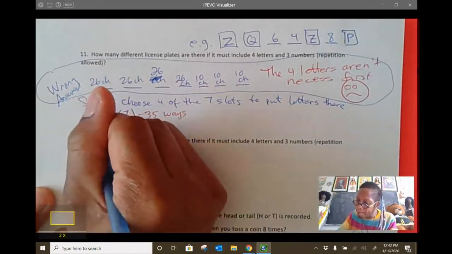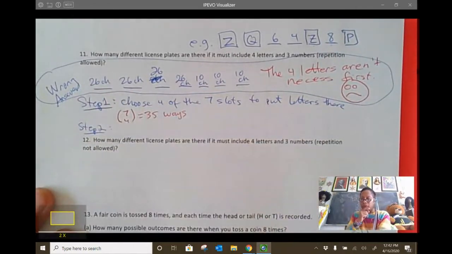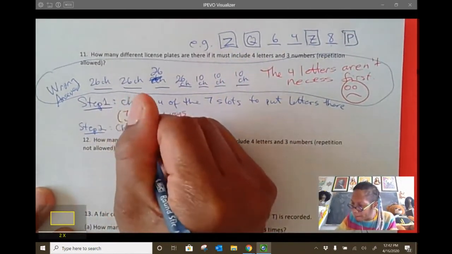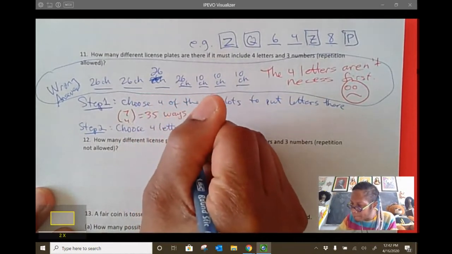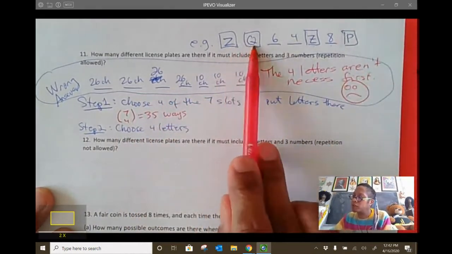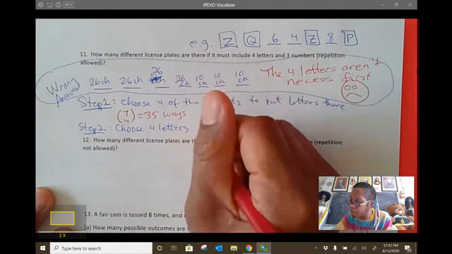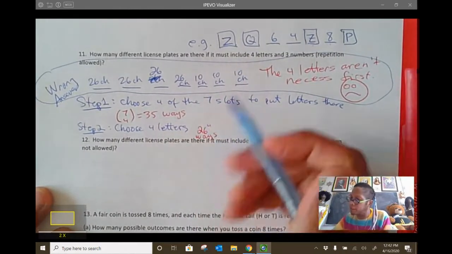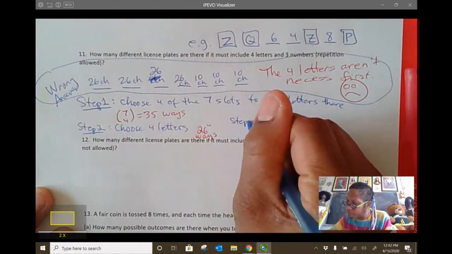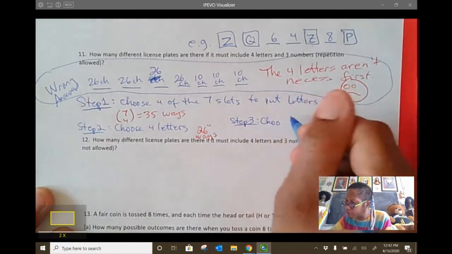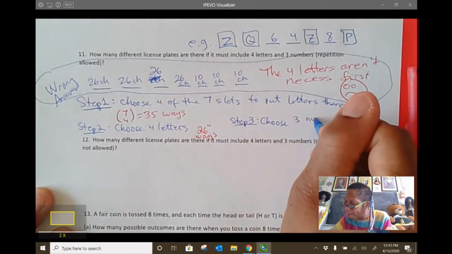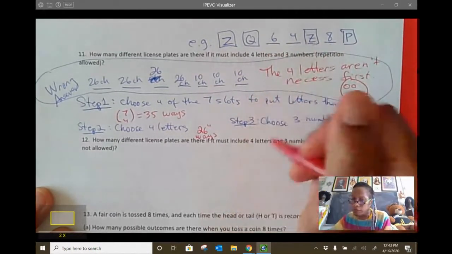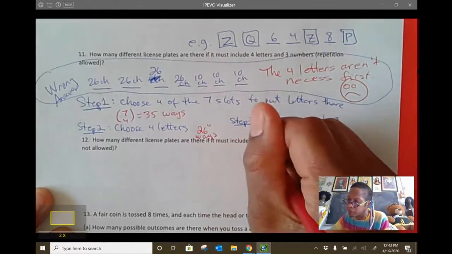Step 2, I'm going to choose 4 letters. Now I know those slots. Those are like where I have the boxes. So choose 4 letters. Well, 26 choices, 26 choices, 26 choices, 26 choices. This can happen in 26 to the 4th ways. Step 3, choose the numbers. Choose three numbers. Well, 10 choices, 10 choices, 10 choices. So zero is allowed. So 10 to the third ways.